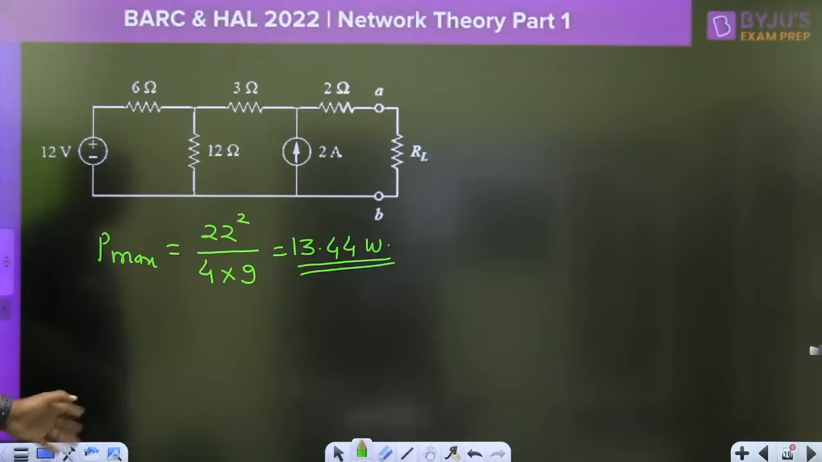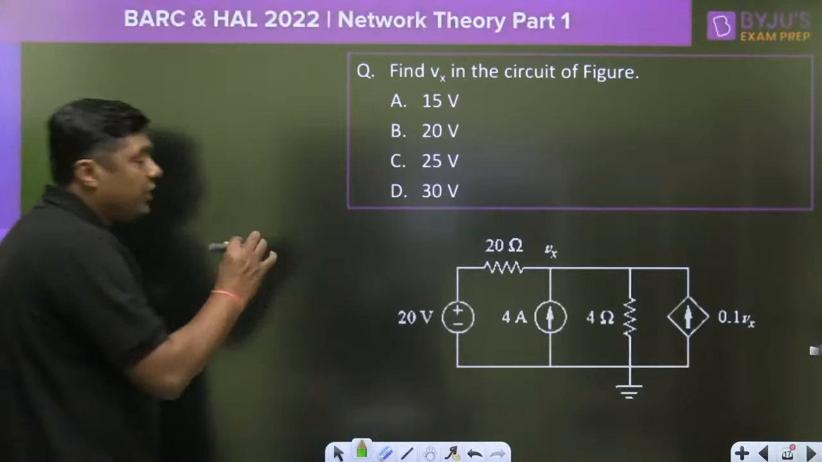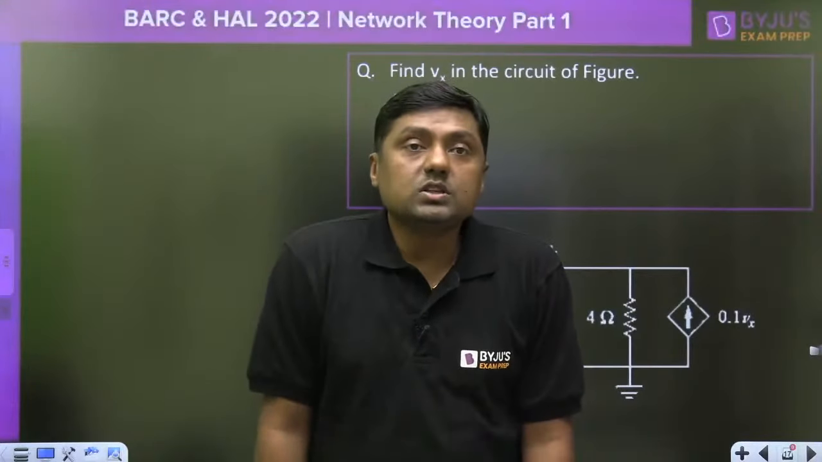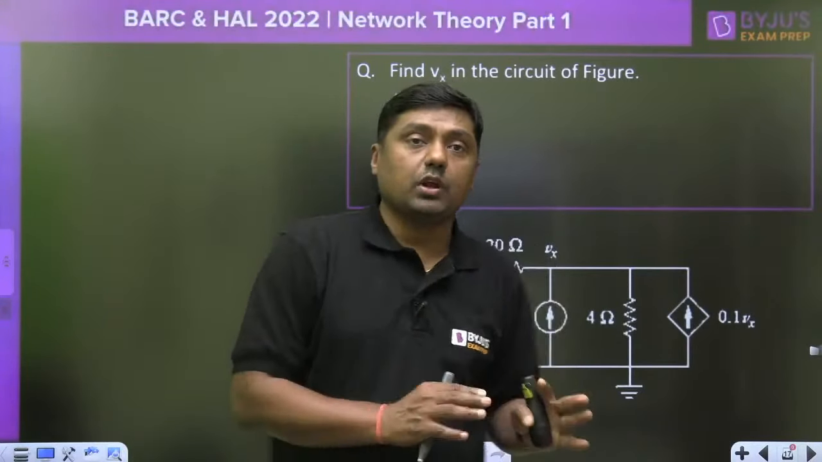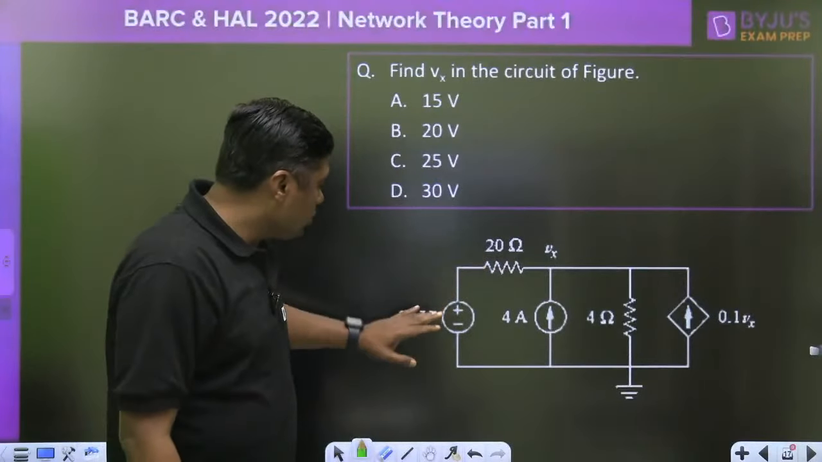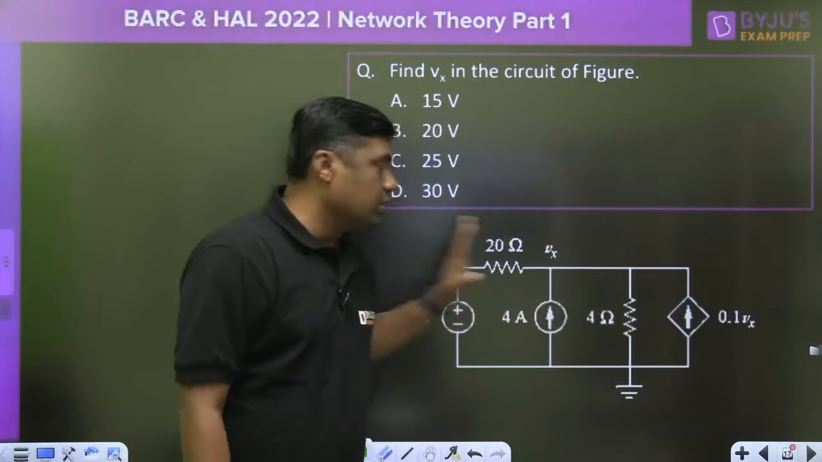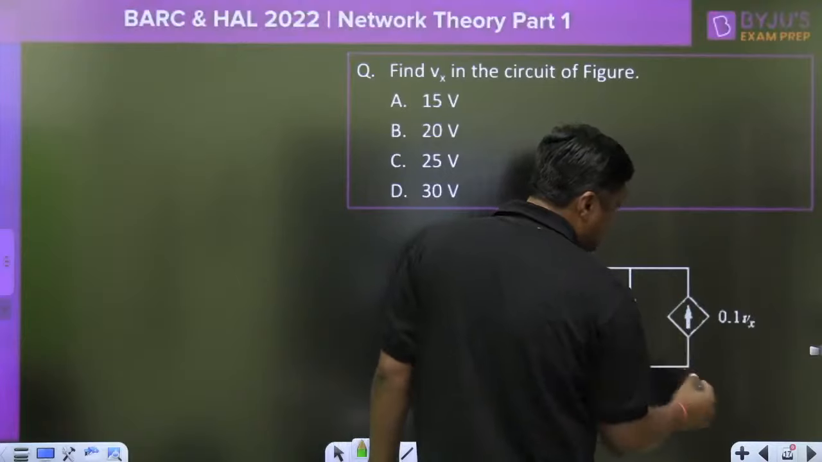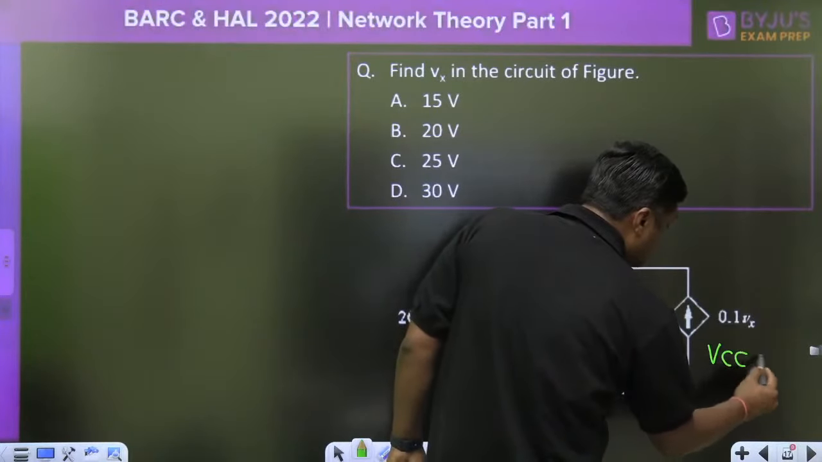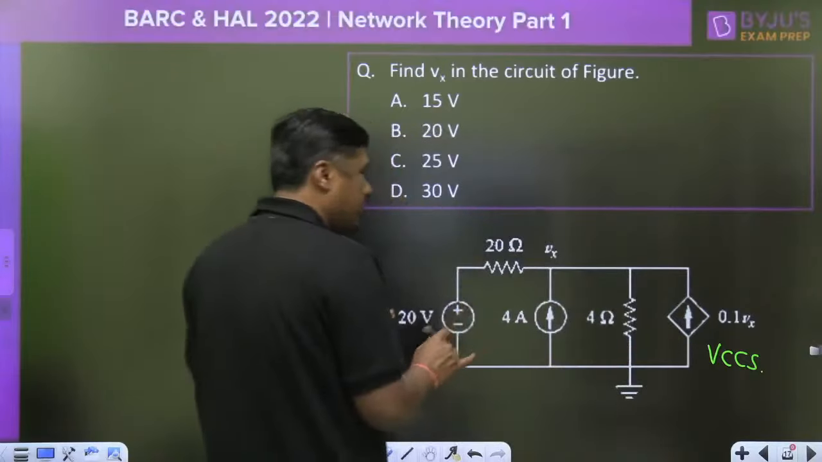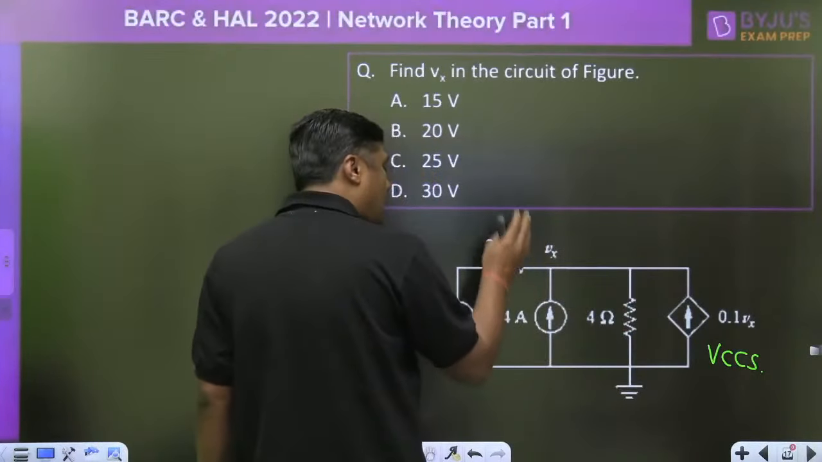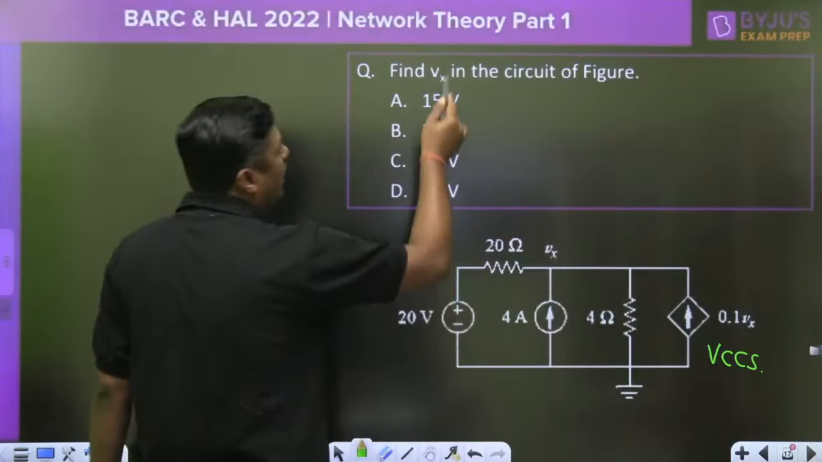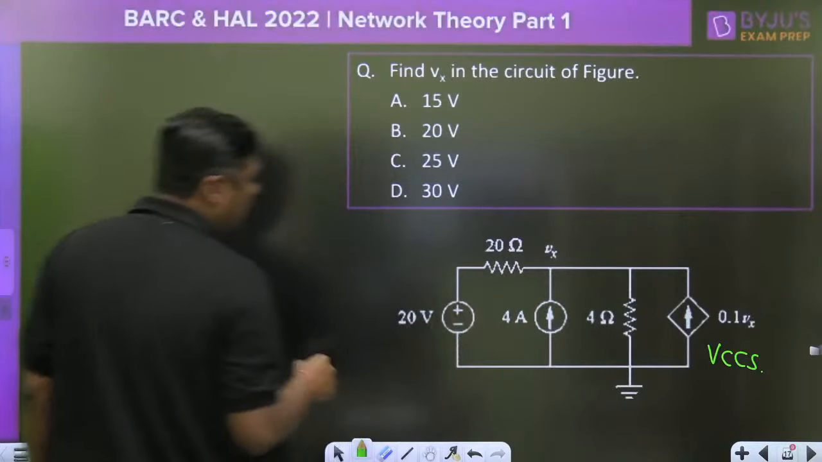Now very simple, within 20 seconds, what will be the answer for this particular question? 20 ohm, 20 volt, 4 ampere, 4 ohm, 0.1 Vx. Here some students are worried about this dependent source. Sir, that is very dangerous. It is a voltage controlled current source, and that's why I am giving this type of question. Very simple, don't worry about the dependent source, simply apply nodal analysis. That voltage is Vx, this is 0.1 Vx, and you have to find the Vx. Simply apply the nodal analysis.